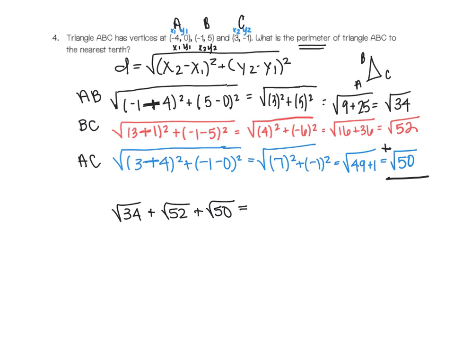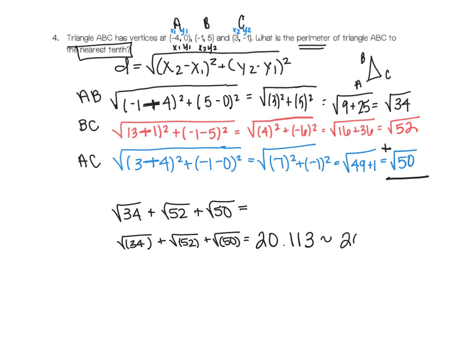Just pay careful attention to, some calculators will have parentheses in there, and so you would want to close that parenthesis before you begin typing your next number, or again, it could throw off your answer. So just really pay attention to closing your parentheses and things like that, depending on the kind of calculator you're using. When I type those three in, I'm getting 20.113. The directions said round to the nearest tenth. So rounding that to the nearest tenth, I would get 20.1 for my perimeter.